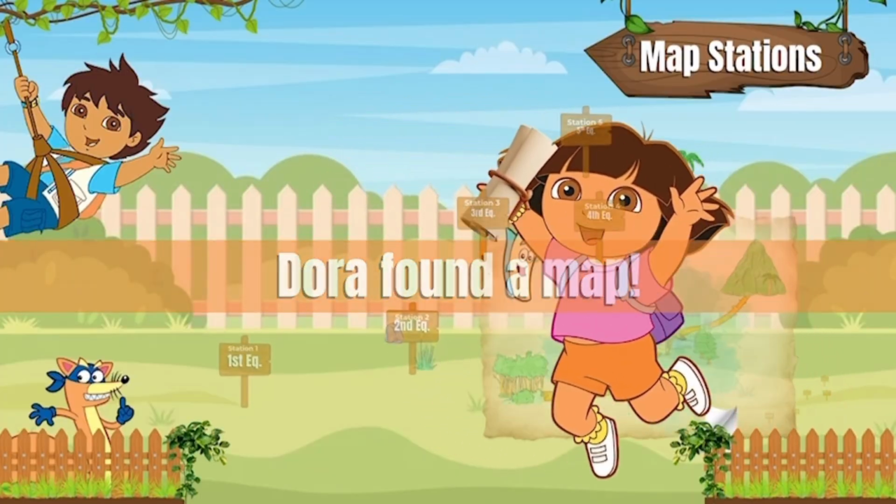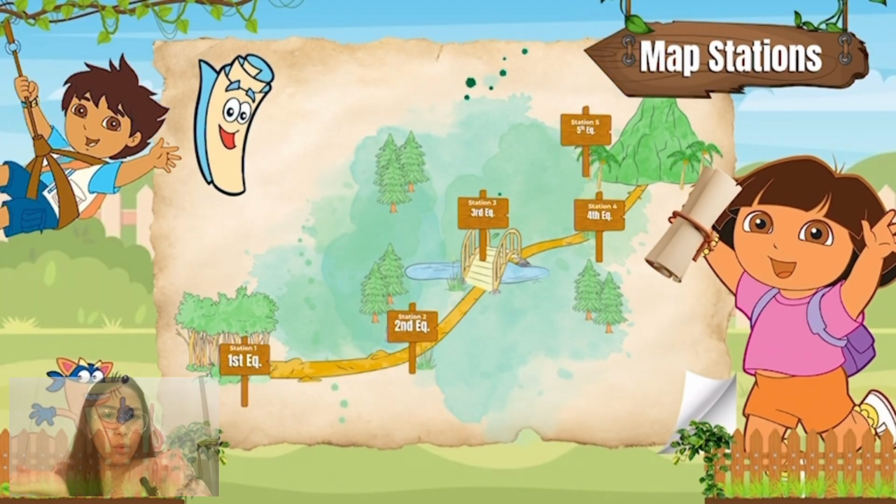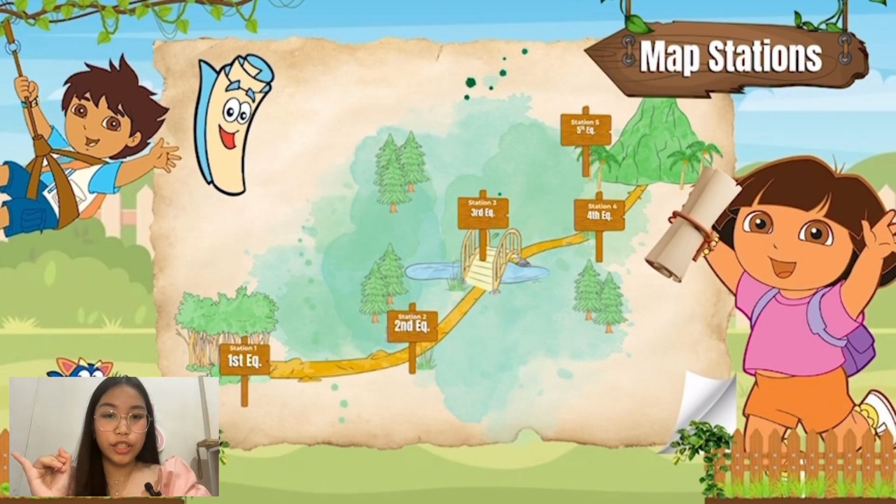I found the map! What does the map contain? It has 5 stations. Station 1 is the first equation, Station 2 is the second equation, Station 3, the third equation, Station 4, the fourth equation, and Station 5, the last part, the fifth equation. Let's all solve it.